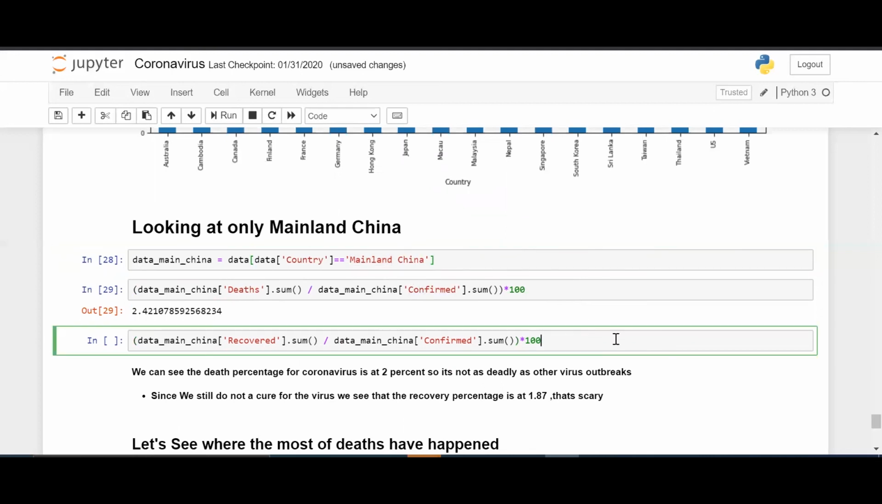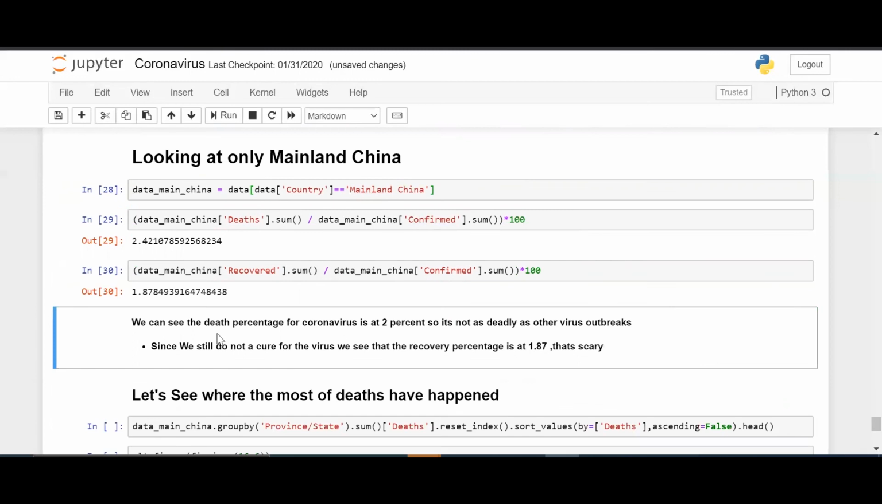And similarly, let's see the recovery rate. So the recovery rate doesn't look impressive yet, as only 1.87 percent of patients suffering from coronavirus have been able to recover as of now.